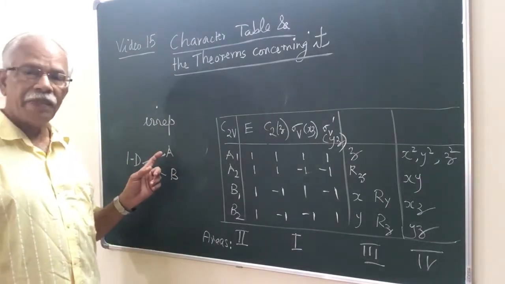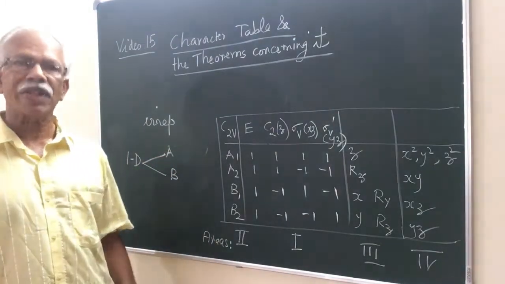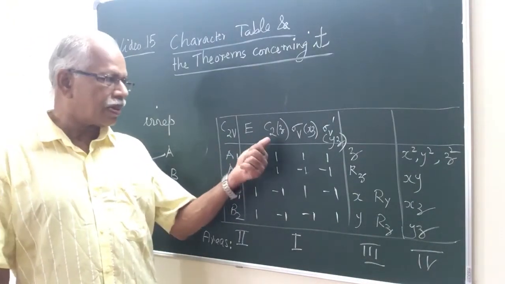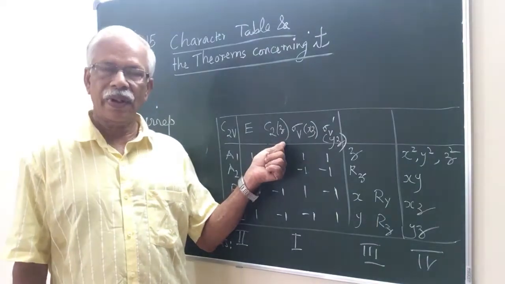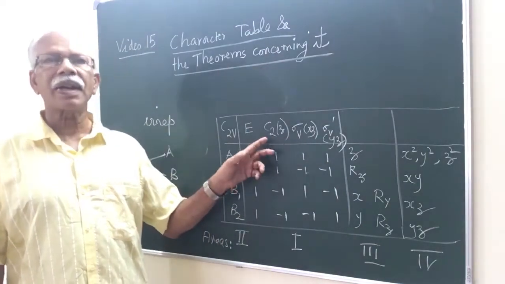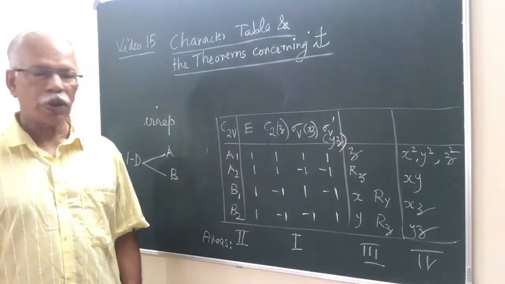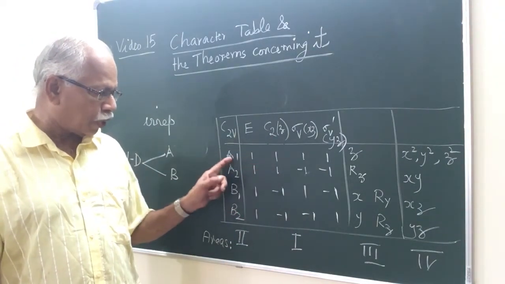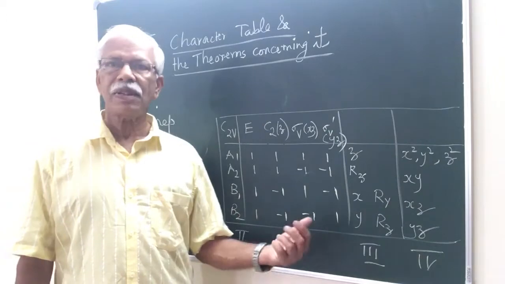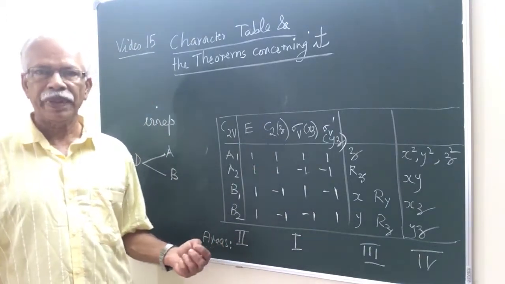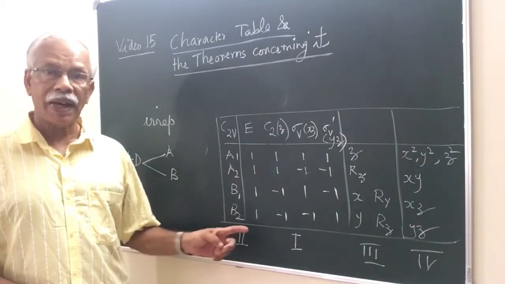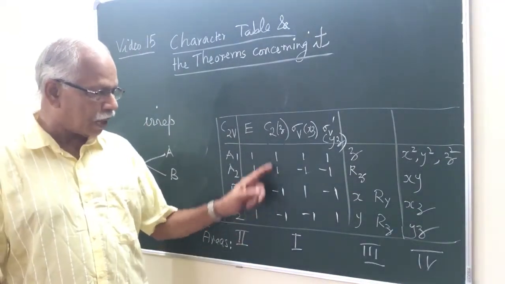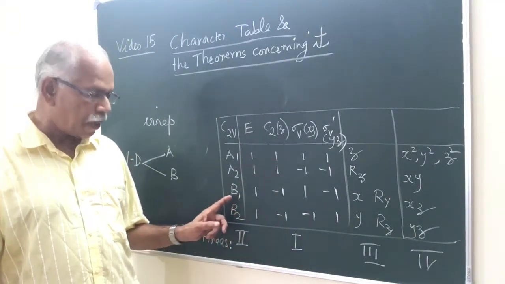It is A if it is symmetric with respect to Cn. In the case of water molecule, the Cn is the C2Z axis. Symmetric means character under that operation is +1. So you find that under C2, this is 1, this is 1, so both are A's. If it is antisymmetric with respect to Cn, antisymmetric means the character under Cn is -1. So when you find -1 under C2, the notation is B.